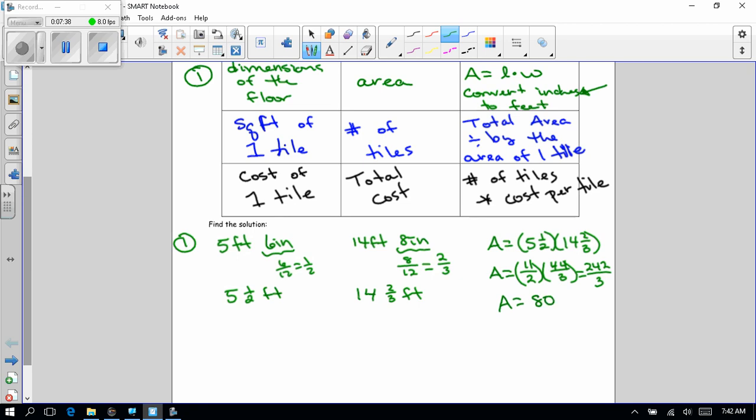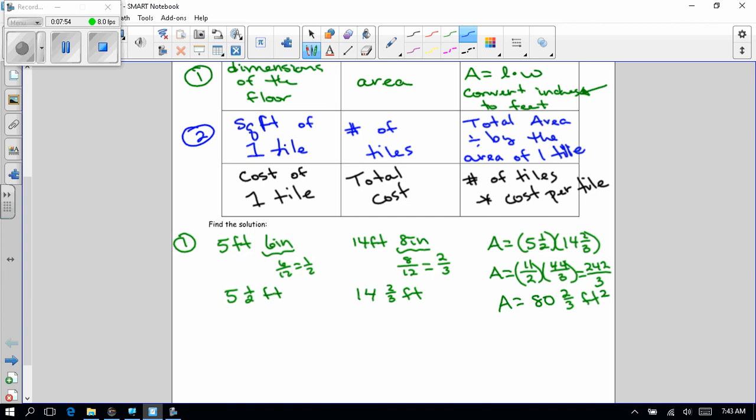80 2/3 square feet, right? I have done all of number 1. You're like, wow, that's a lot of work, Mrs. Hoekstra. Yeah, real world problems actually are a lot of work.